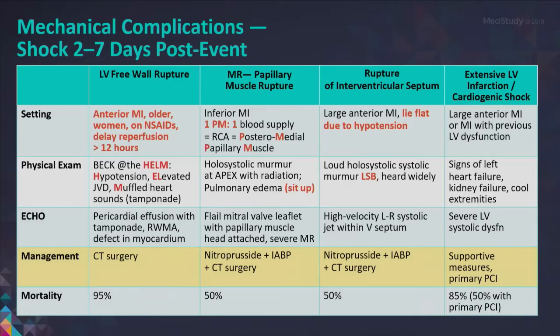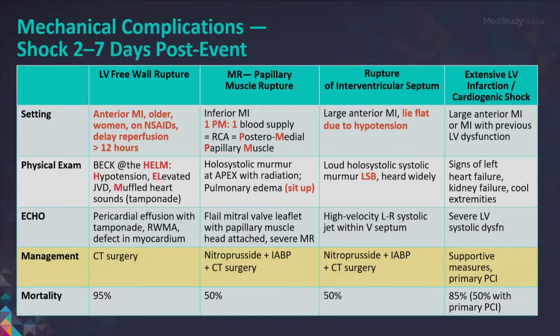So what do you want to do? I mean, obviously what's going to happen is, it's going to be a code situation. So in one hand, get your tech, grab the echo and find out what's going on, because the echo oftentimes will tell you what the cause is. And in the other hand, speed dial the cath lab or CT surgery, because oftentimes these people are going to need to go urgently to surgery, especially the left ventricular free wall rupture, the mitral regurg with the papillary muscle rupture, and the rupture of the interventricular septum. They need to be fixed in the OR.